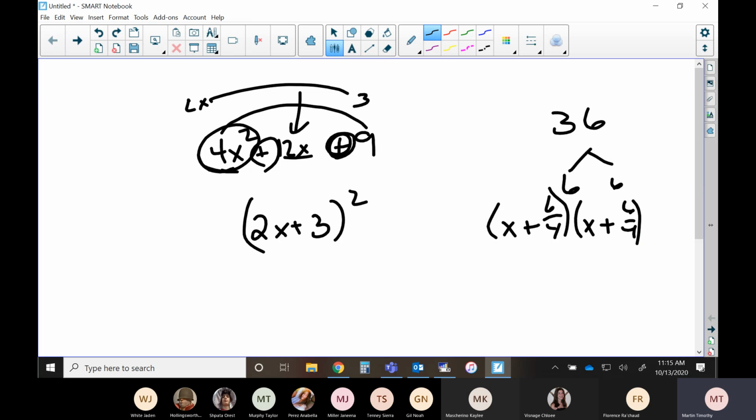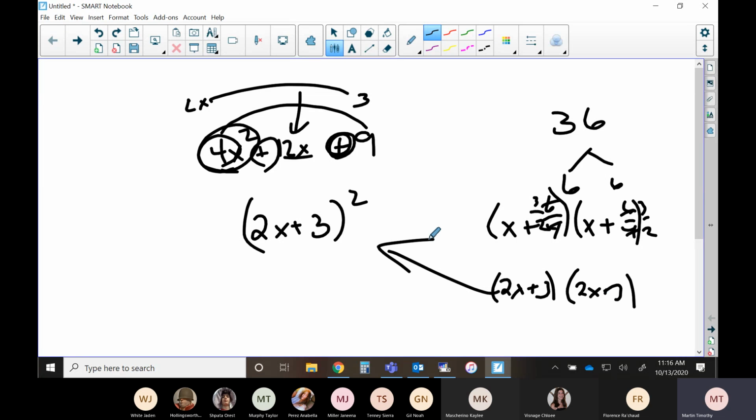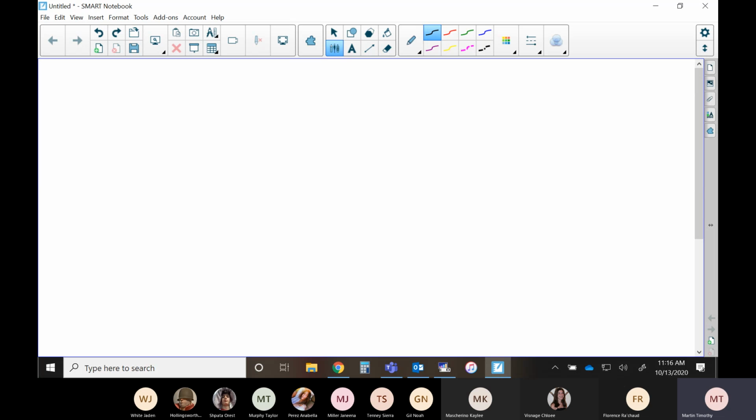Why is it over 4? Because that's not a 1, right? Reduce this. This turns into 3 over 2. Pull the 2 forward. I get 2x plus 3, which is the same thing as 2x plus 3 squared. It's just much faster doing it this way. Does that make sense?